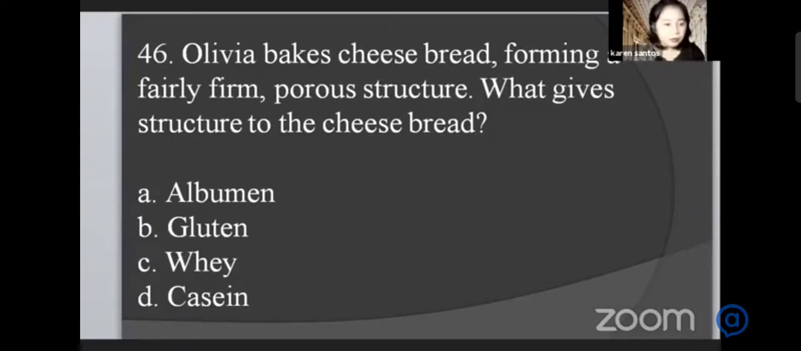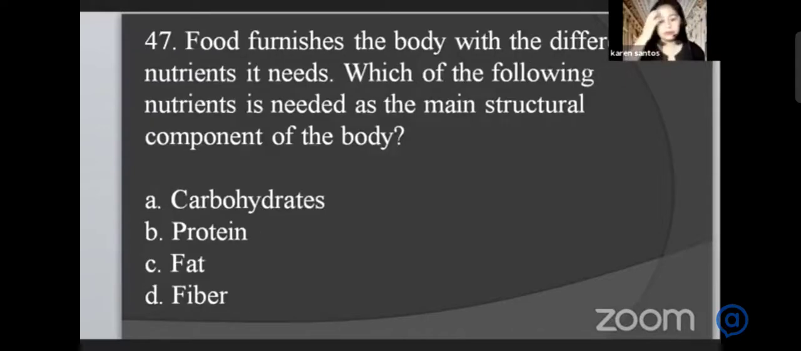Okay, so next question. Food furnishes the body with the different nutrients it needs. Which of the following nutrients is needed as the main structural component of the body? A. Carbohydrates. B. Protein. C. Fat. D. Fiber.